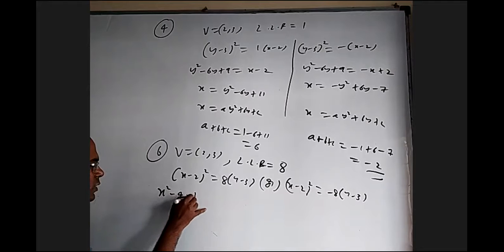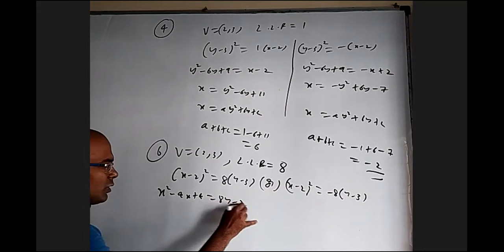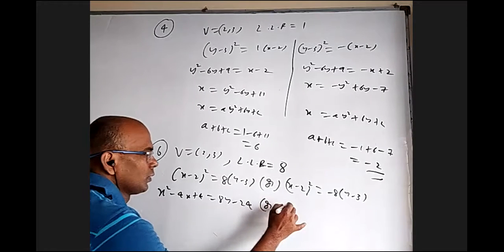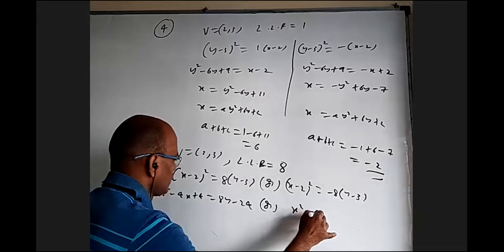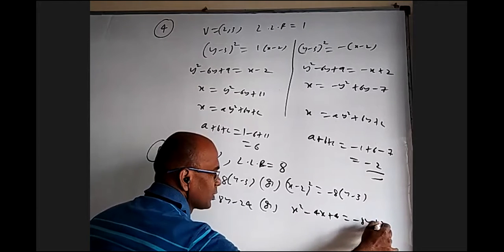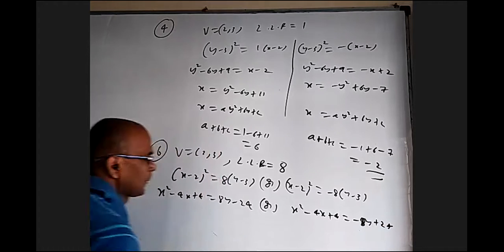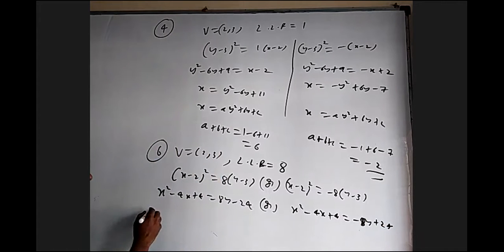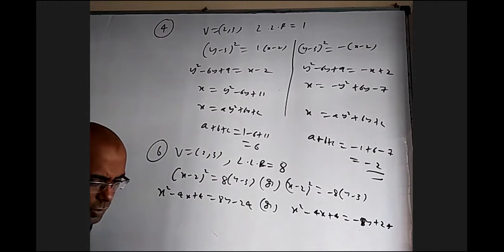x square minus 4x plus 4 is 8y minus 24, or x square minus 4x plus 4 equal to minus 8y plus 24. You can bring everything to one side depending on how you want it.